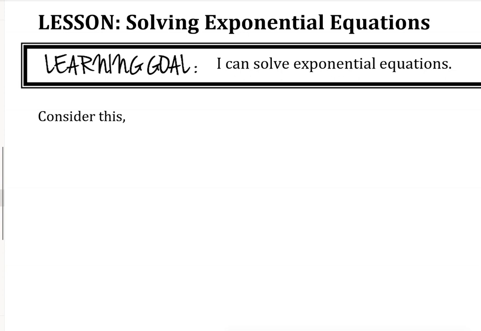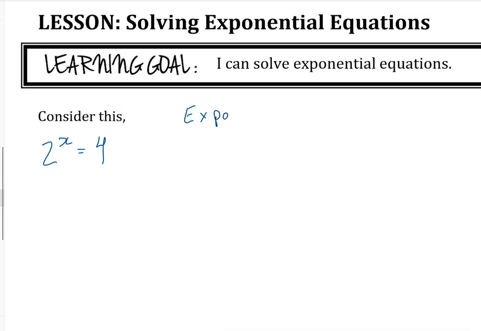All right, so first of all, we are going to just consider this. What's the answer? 2. In other words, what exponent do we replace the x with to make it true? And we all know that 2 squared is equal to 4. So first of all, this is an exponential equation.